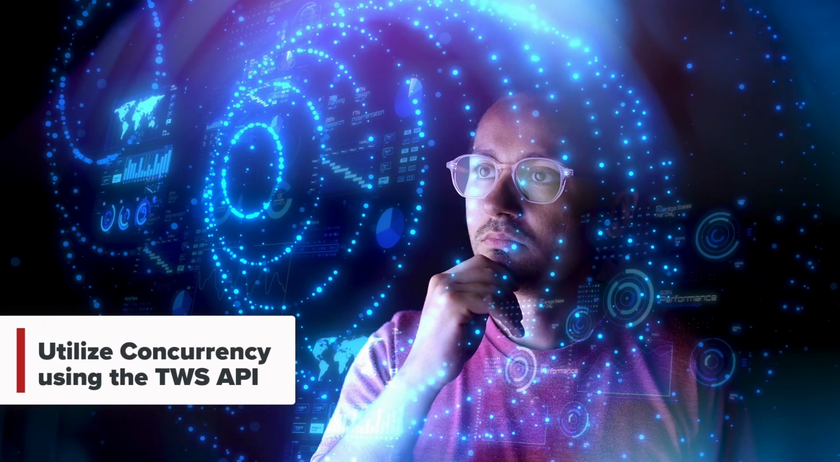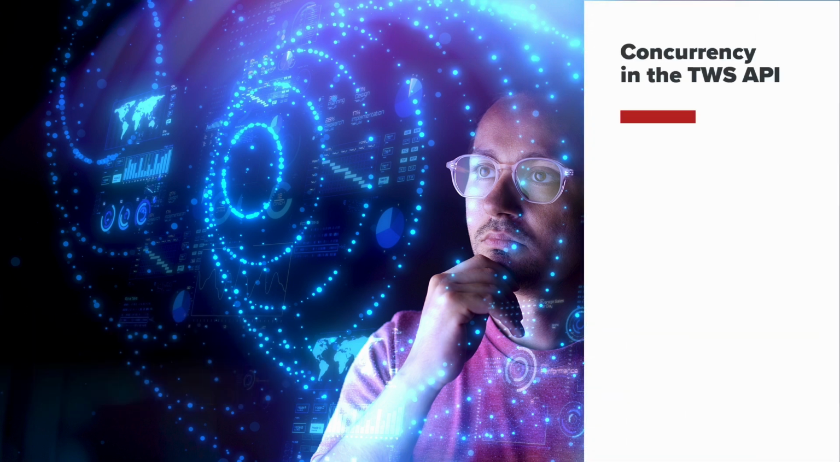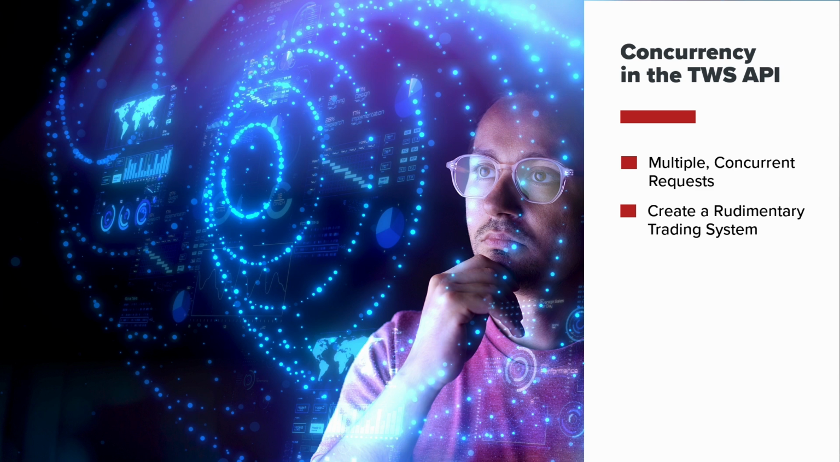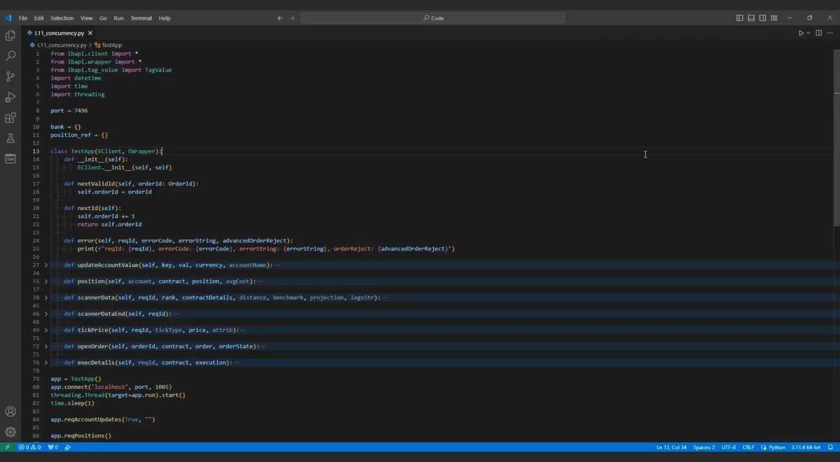Hello, and welcome to this lesson on how to utilize concurrency in the TWS API. We will be discussing how to utilize multiple concurrent requests in the API to create a rudimentary trading system. Please be aware that this program will be referencing nearly all of the prior lessons discussed in this course, and will assume that the underlying behavior of these functions is already understood. This lesson focuses on utilizing these individual pieces together for a more cohesive system.